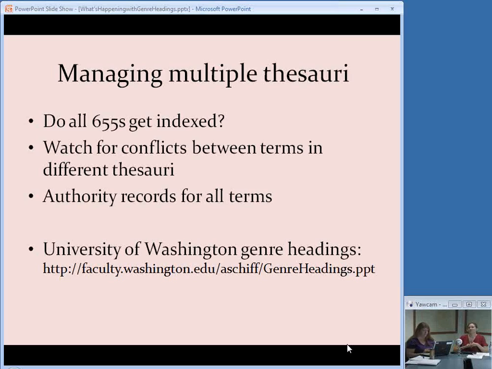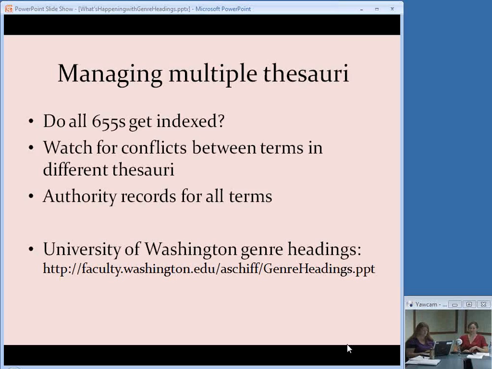You'll especially want to watch if one thesaurus uses a particular term as an authorized term and it's used as a see reference in another thesaurus. That might create some wonky things in your authority files, so you will have to take that into account. And then you want to make sure that you can get authority records for all terms, or that you create them locally if you can't download them from somewhere.